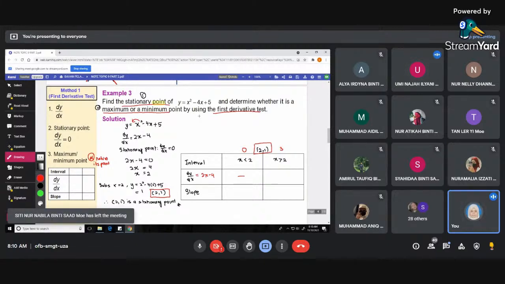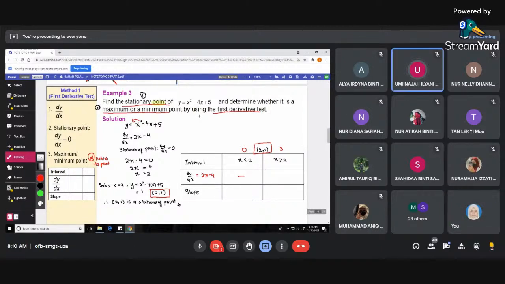Is it positive or negative? 2. Dua. Positive. Nah? Berapa? Positif ke negatif? Positive. Positif. Do you remember?